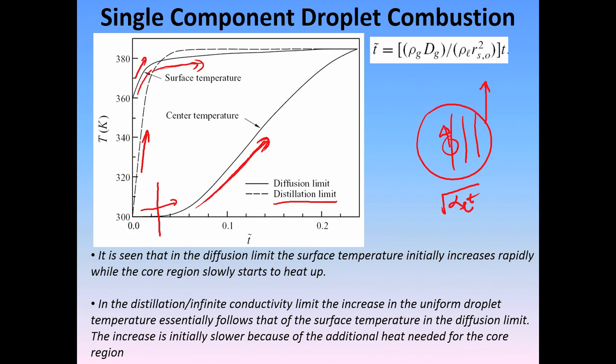Now, in the case of an infinite conductivity limit, as you can see, the increase in the droplet temperature is more like this, right. This is initially a little slower compared to this. If you look at the difference between the two curves, that is because here the entire thermal mass of the droplet is being heated, right. It is not just the surface. You have to take into account the full mass of the droplet, because everywhere the temperature is the same. It is not like that the center temperature is lower, right. Everywhere the droplet temperature is like a horizontal line, right, and it just goes up with time.